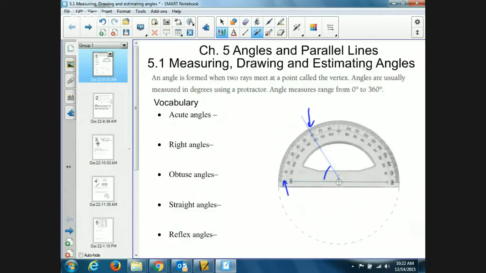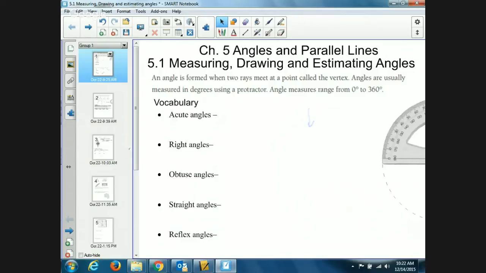Okay? Now, for a full circle, you have 360 degrees. So we say that the angle measures range from 0 to 360 degrees. Now, there's some vocabulary you're going to need. And I'm telling you these because you're going to be quizzed on some of these terms. It's going to be expected you know.